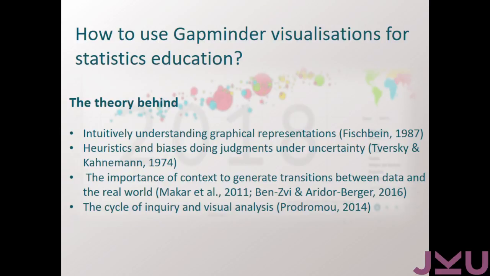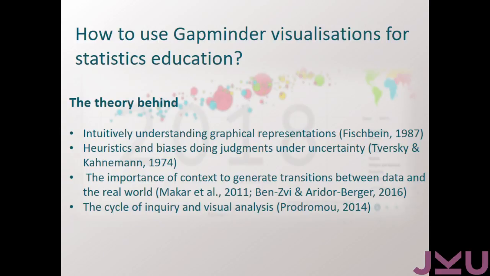The theory behind it is that we are able to intuitively understand statistical graphs. This is a theory of Fischbein, and he did it in 1987. So especially graphics have the potential to give us intuitions of the displayed data behind. Moreover, heuristics and biases: not Fischbein, but Tversky and Kahneman did a lot of research on heuristics and biases, and that we are biased when we judge under uncertainty. So we are not always right with our intuitions, but we have to overcome the biases and misconceptions towards a factful worldview.